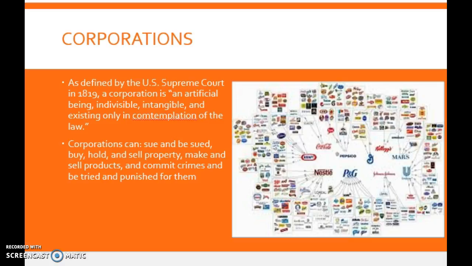A corporation, by definition, has legal status as a separate entity, property rights and obligations, and an indefinite lifespan. The U.S. Supreme Court defines a corporation as an artificial being, indivisible, intangible, and existing only in the contemplation of the law. Corporations can perform the following activities: sue and be sued, buy, hold and sell property, make and sell products, and commit crimes and be tried and punished for them.